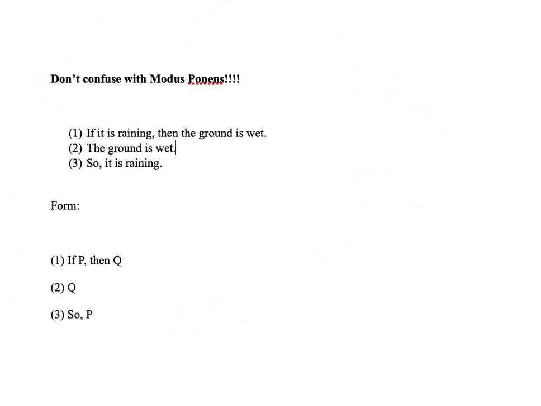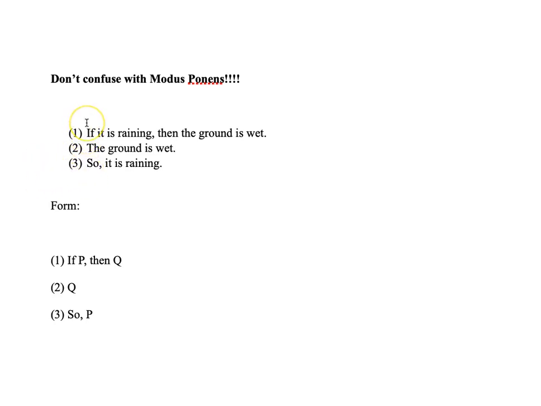This is not Modus Ponens, and you might get tricked into thinking it's Modus Ponens, but it's not, and there will be both sorts of examples on the exam, so make sure you can tell the difference between the two. A way to see why this argument form isn't valid is to tell a story where 1 and 2 are true, but 3 is false.